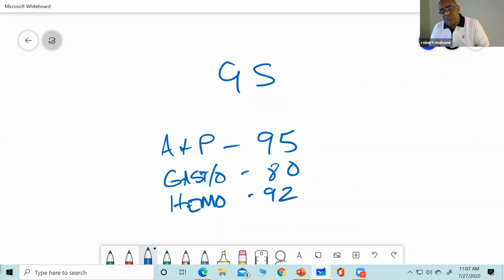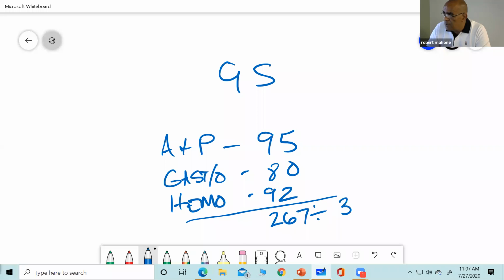Now, the way this is usually going to work out for you is that when you average your grade, how would you average this grade right here? Anybody know? Add all three of them. 95 and 80 and 92 is 267. And divide by the number that are there. 1, 2, 3. That gives you your test average.